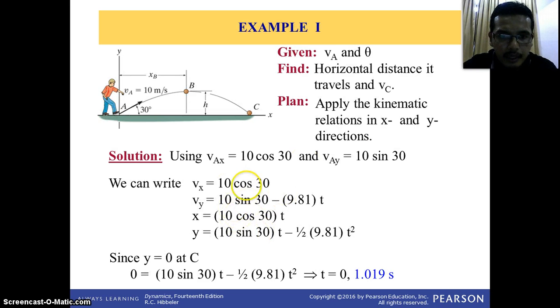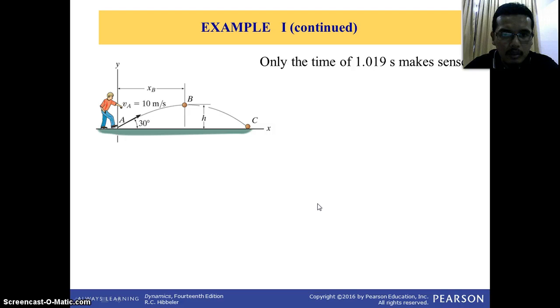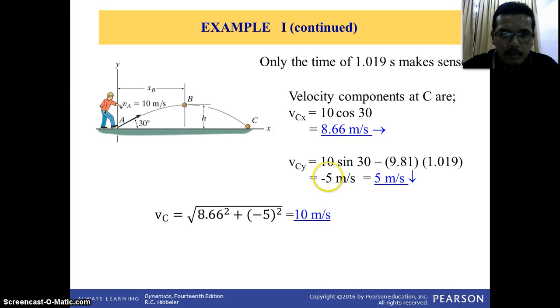For Vcy, we use the equation Vy equals 10 sin 30 minus 9.81 t again. So 10 multiplied by sin 30 minus 9.81 multiplied by time t, which is 1.019. In the x component, the acceleration is 0, so the velocity is just equal to the initial velocity, so Vcx equals Vax. So using t equal to 1.019, we get minus 5 meter per second, that is 5 meter per second downward.